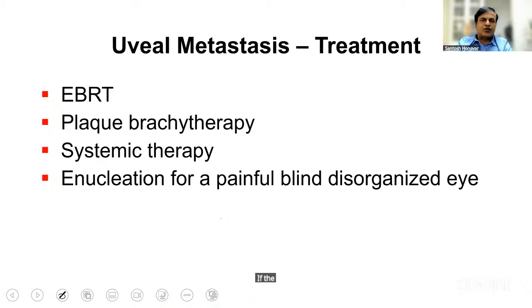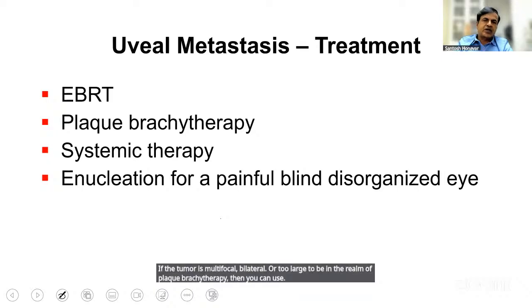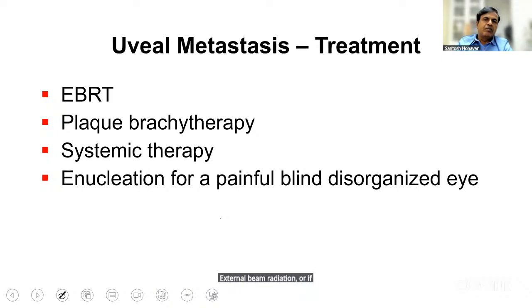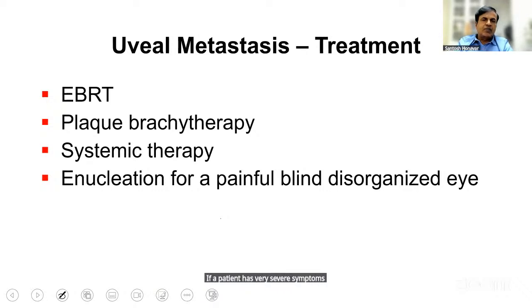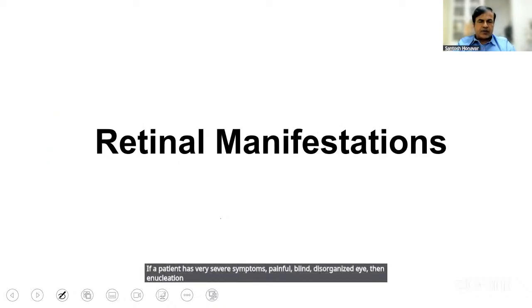If the tumor is multifocal, bilateral, or too large to be in the realm of plaque brachytherapy, then you can use external beam radiation. Or if a patient has multifocal metastasis involving iris, ciliary body, and choroid, again external beam radiation would be appropriate. If a patient has very severe symptoms, painful blind, disorganized eye, then enucleation would be appropriate.